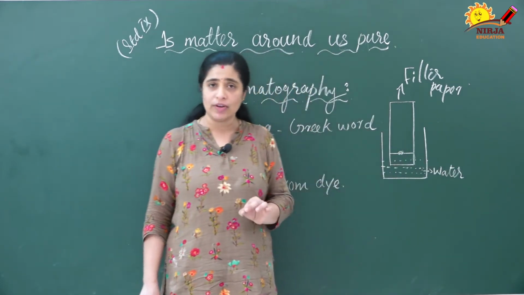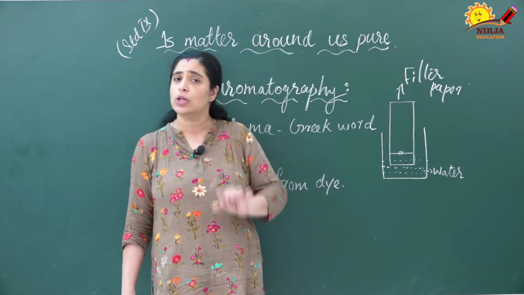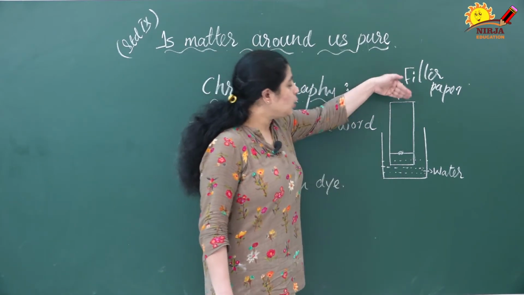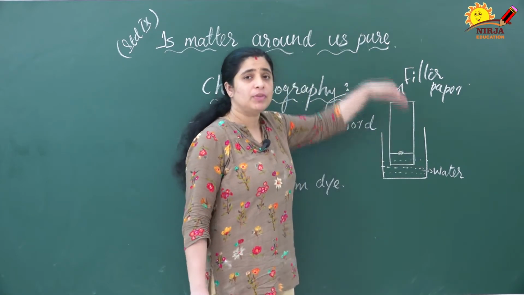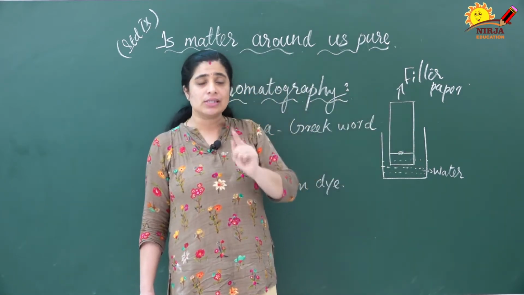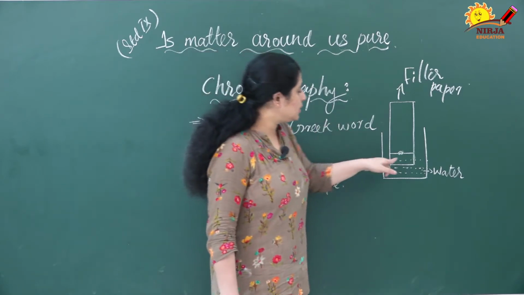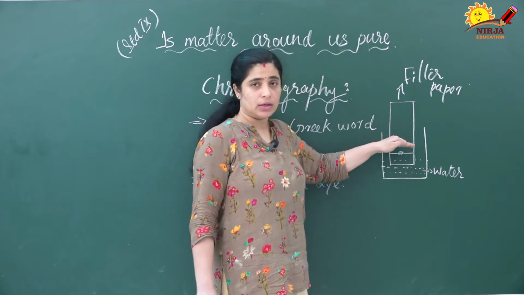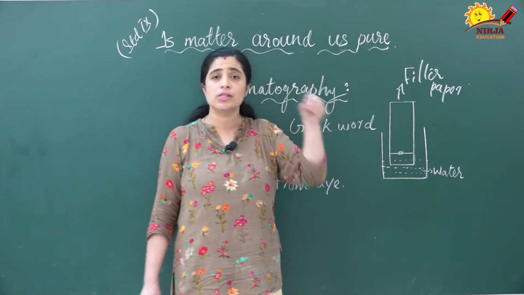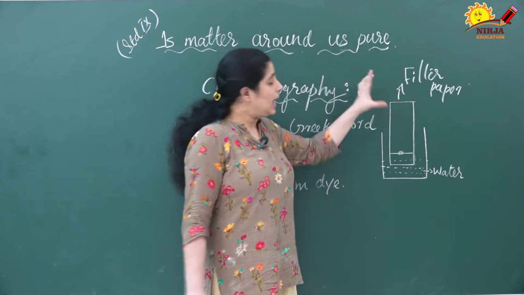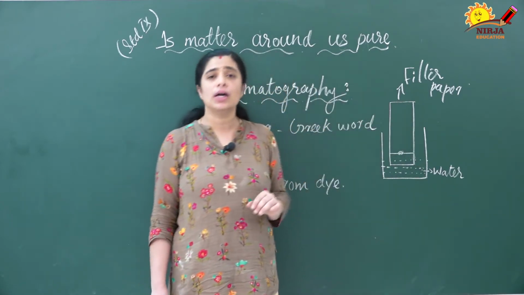Water is the solvent here. You know that dye is soluble in water. So you have to immerse the strip, the filter paper, into this glass jar. You should consider one thing: this spot should be above the water. The spot should not be immersed in the water. This spot should be above the water level. Like this way you have to do the arrangement.